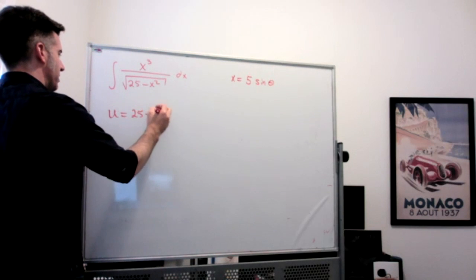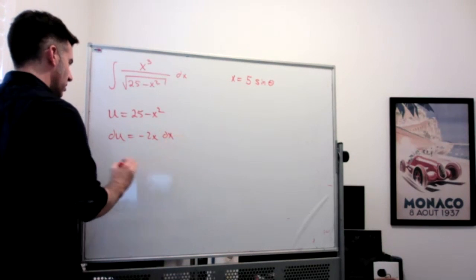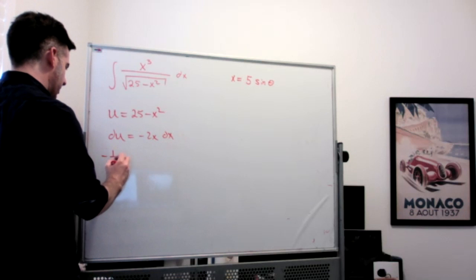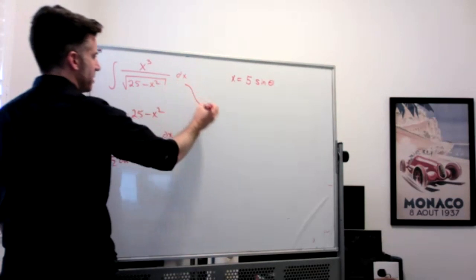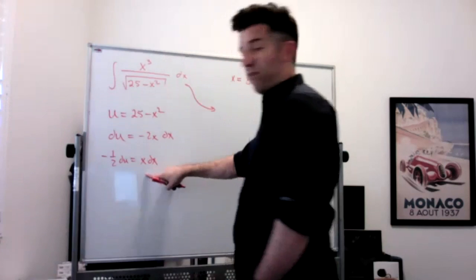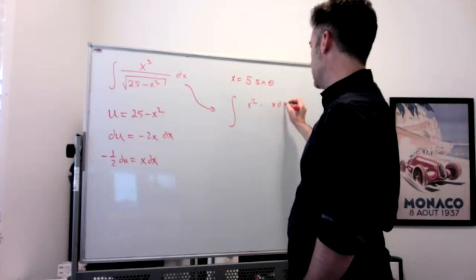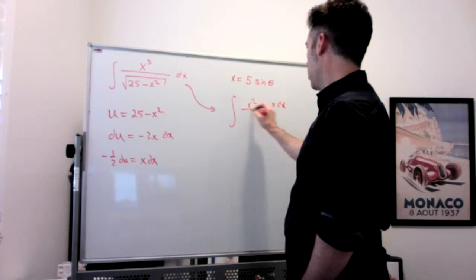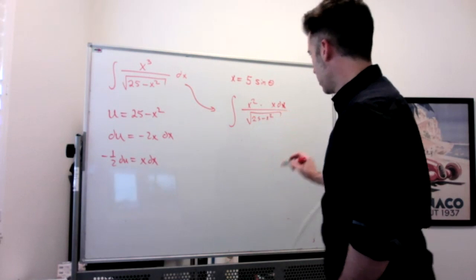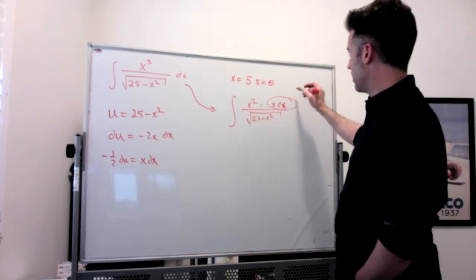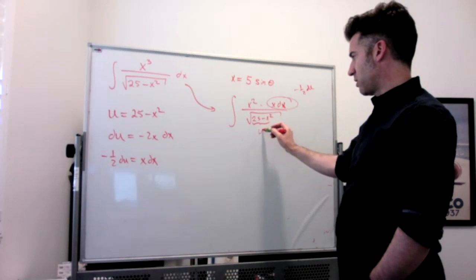U is 25 minus x squared. Du is negative 2x dx. So I have negative 1/2 du is x dx. And if I start writing this out, I'm going to break off the x. So I've got x squared times x dx over the square root of 25 minus x squared. X dx is my negative 1/2 du. 25 minus x squared is my u.